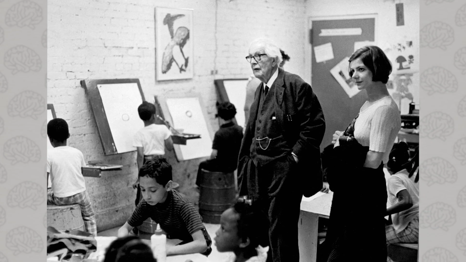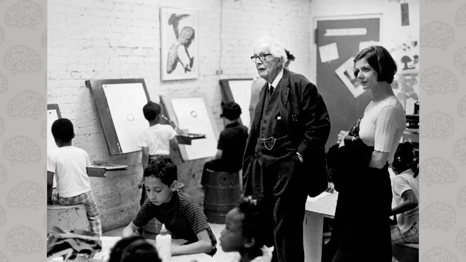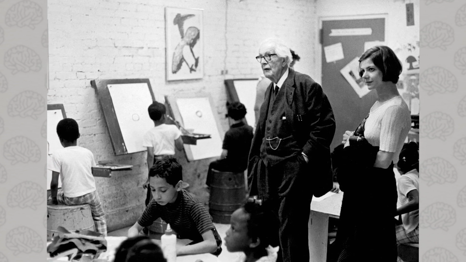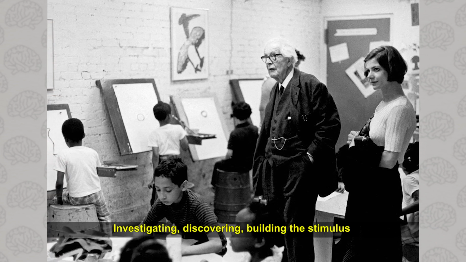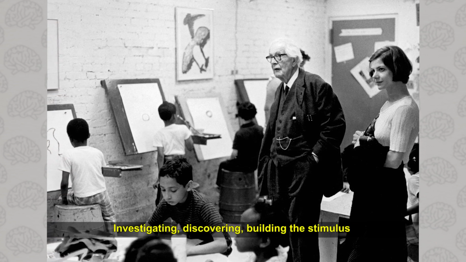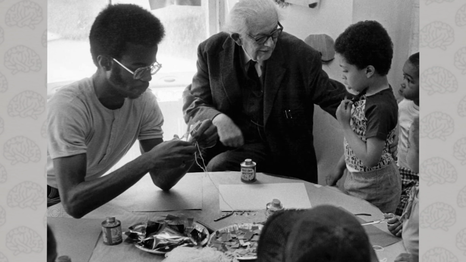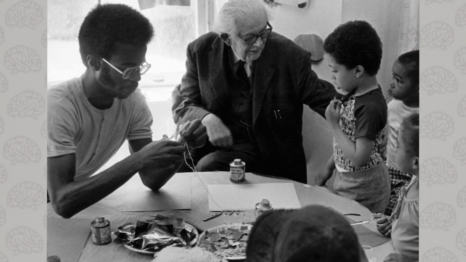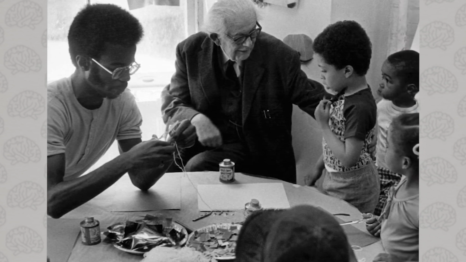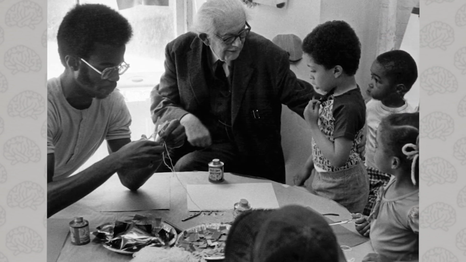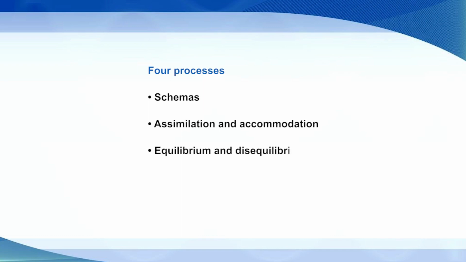He presumed that every child born in this world learns about the things and people in the environment by investigating, discovering, and even building the stimulus through his or her activities. Through his observation, Piaget also found that the child's thinking steadily changes from one stage to another in the lifespan. 4 processes are involved in cognition as proposed by Jean Piaget. They are schemas, assimilation and accommodation, equilibrium and disequilibrium, and the 4th is organization.